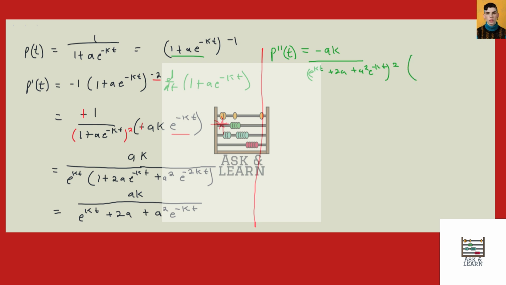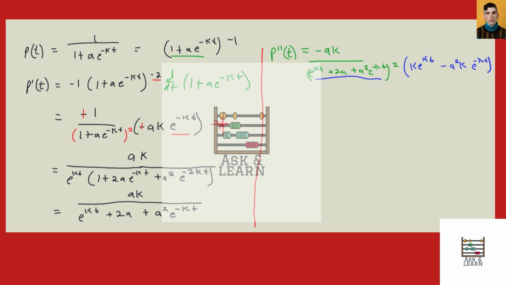So let me do that in blue. So remember, we're taking the derivative of this because it's chain rule. So the derivative of e to the kt is going to be k e to the kt. The derivative of 2a will just be 0. And then the derivative of a squared e to the negative kt should be negative a squared k e to the negative kt. All right.